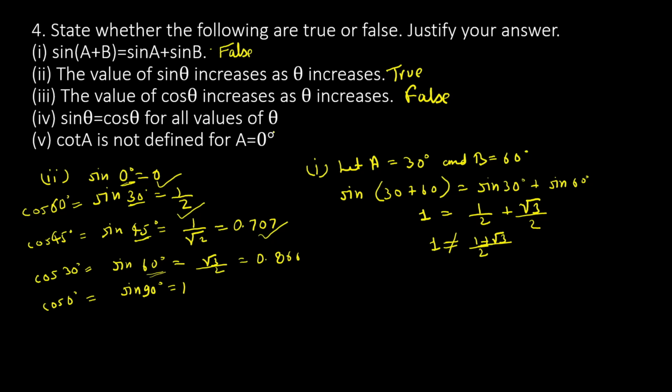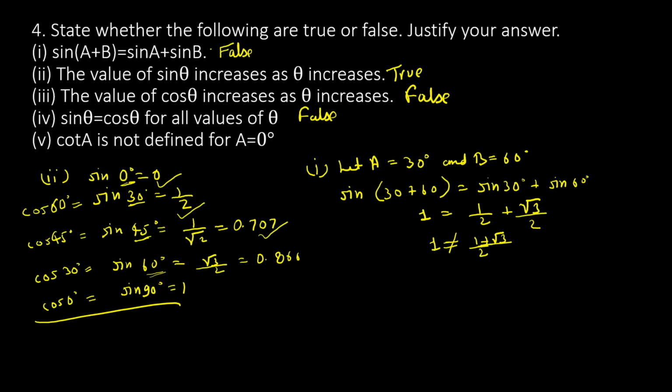Now fourth, sin theta equal to cos theta for all values of theta. It is totally false. Here is the live proof. Cos theta equal to sin theta: cos 0 degree equal to sin 90 degree, which are not equal.